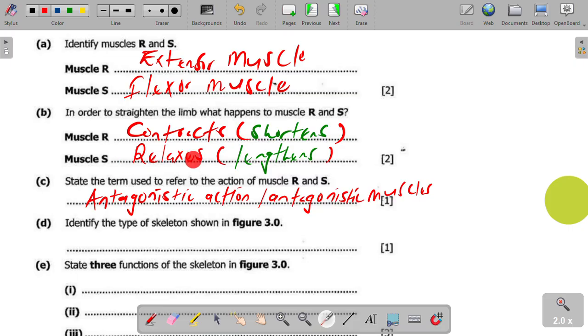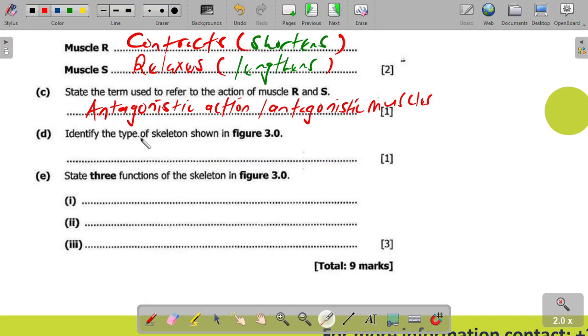Okay, why does it relax? Because it does not oppose the straightening movement. Write these notes down. This is important. The examiner might ask you a different question whereby you need to explain why the contraction and relaxation takes place. Very important. Okay, continue.